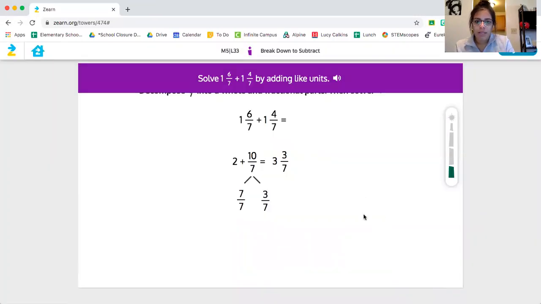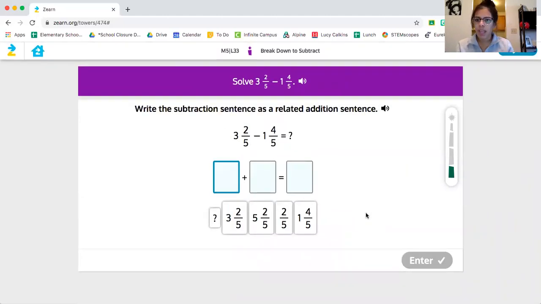So we're going to keep climbing this Tower of Power here. And we're going to connect that strategy that we use for addition to subtraction as well. It's going to look a little bit different, but we also need to remember the relationship between these two. They're inverse, they're opposite. So we can flip this problem and change our mindset to an addition standpoint to also come to an answer. So that's why our question here is asking, write the subtraction sentence as a related addition sentence. So I have 3 2/5 minus 1 4/5 equals question mark.